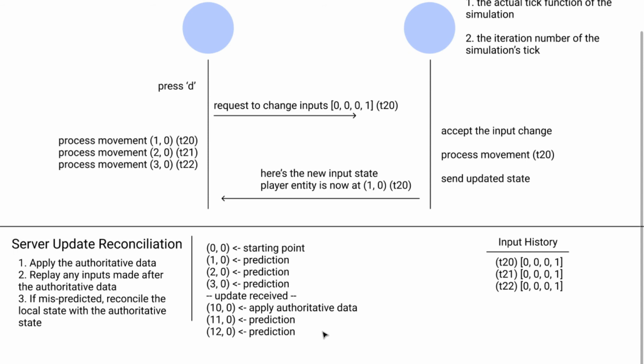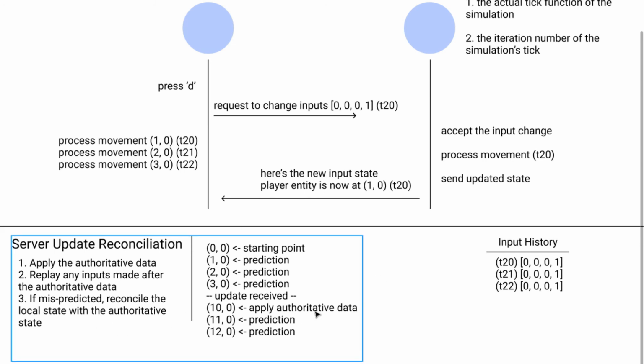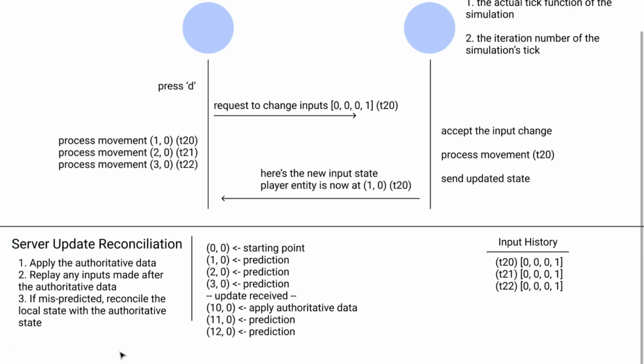So if you're using UDP, maybe you dropped a message. So you sent out an input request and you predicted that it was going to be applied, but the server never got it. Well, in that case, in order to reconcile your local state, you need to move yourself back to wherever the server thinks you are. But that's kind of fine because the steps that we went through, we applied the authoritative data first, and then we replayed any inputs. So we can just go back and apply the authoritative data, and it's fine.